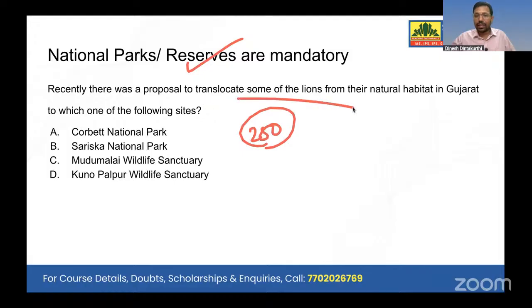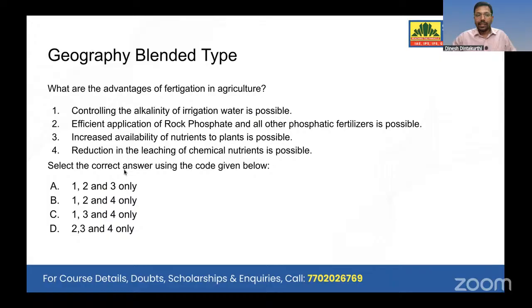We have translocated lions, some of the lions. So it is to the south of Delhi. We have Kuno Palpur Wildlife Sanctuary near Madhya Pradesh. So that is a place we have set on the right. So we obviously have a proposal to relocate. Again, these are geography blend questions. This is where you get some of the questions where you should have geography knowledge.